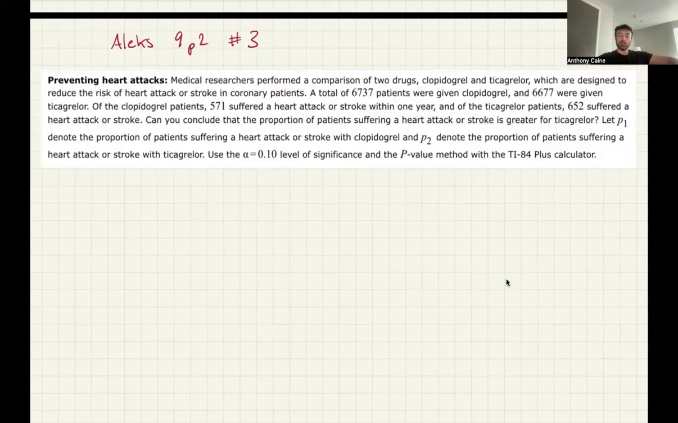So medical researchers perform a comparison of two drugs, C and T. I'm not going to say their names, which are designed to reduce the risk of heart attack or stroke in coronary patients. All right, let's start to make a list of what we need. The number of people who got the C drug was 6737, whereas the number of people who got the T drug was 6677.